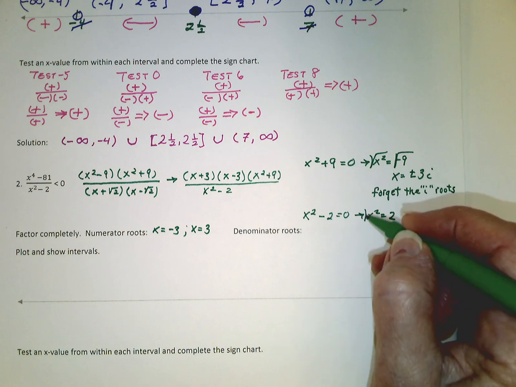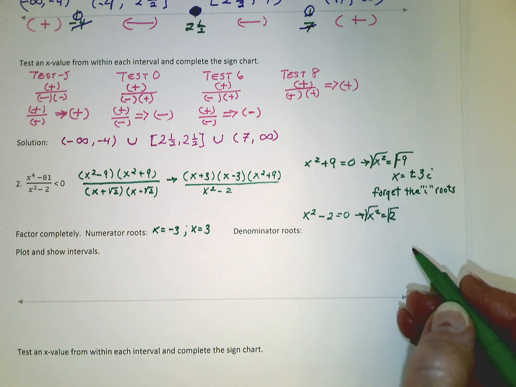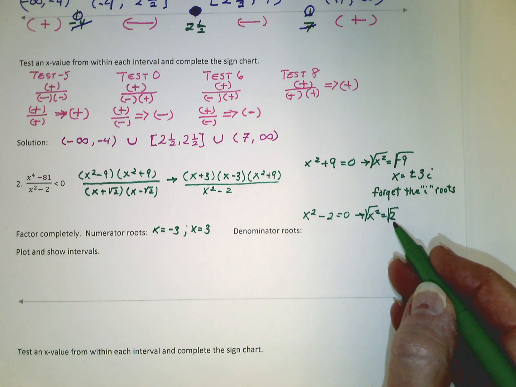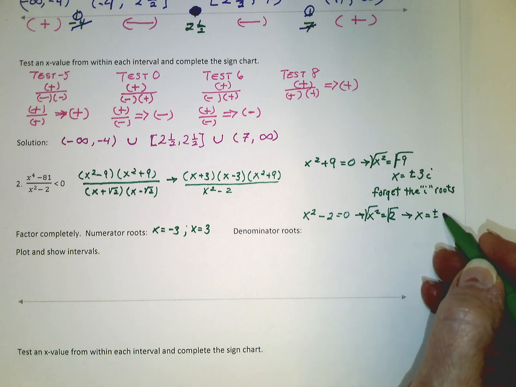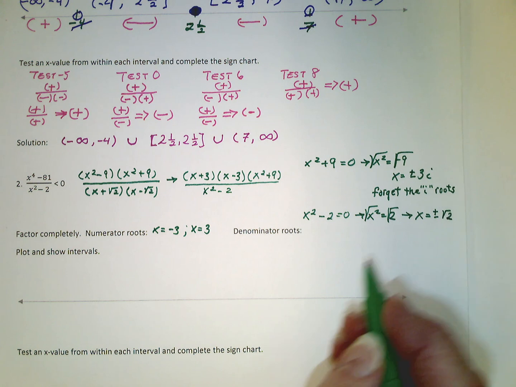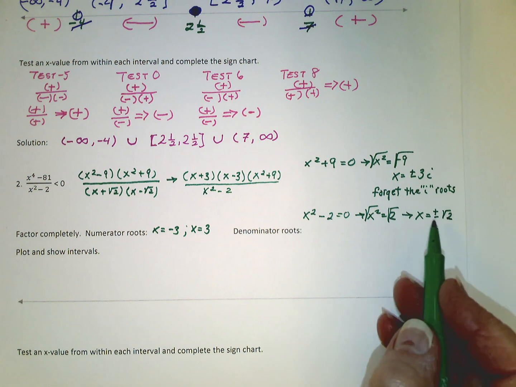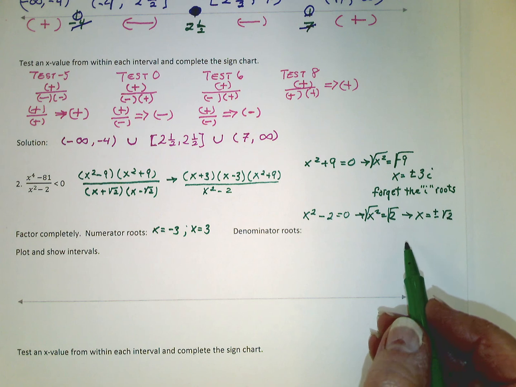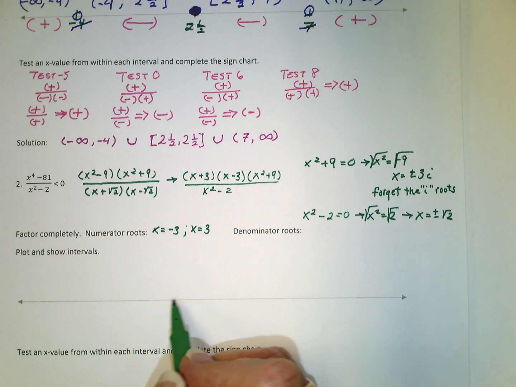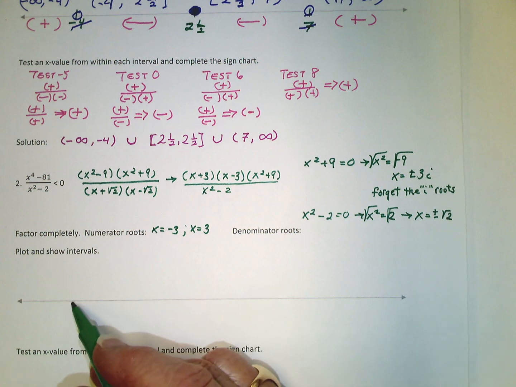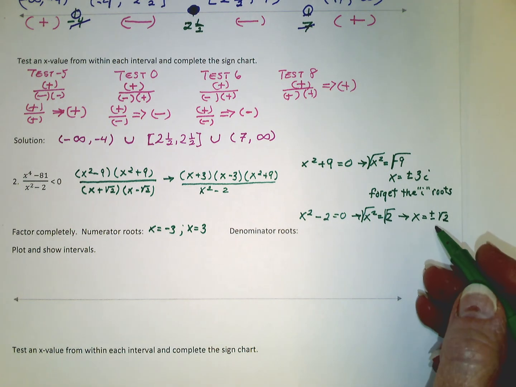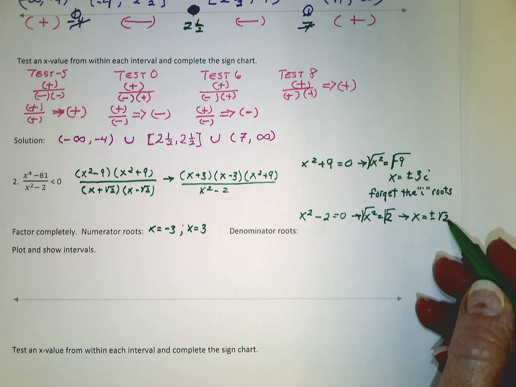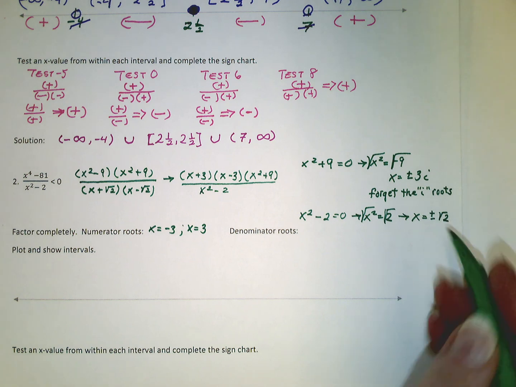When we take the square root of both sides, we're not going to get any i's out of this. We're going to get that x equals plus and minus the square root of 2. So that is going to be a pair of real numbers. But where do we put them on the number line? For that, we're going to need our handy-dandy calculator and ask it what is the square root of 2 as a decimal. It's going to give us an approximate answer.